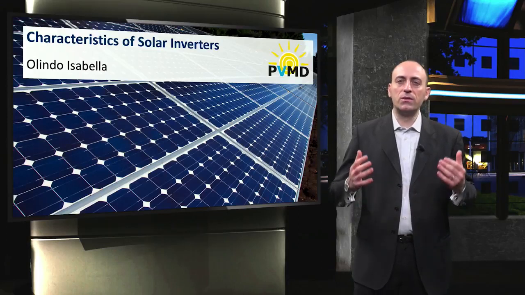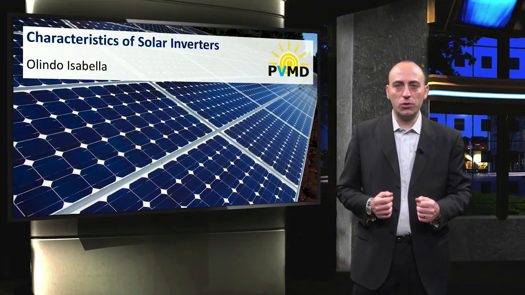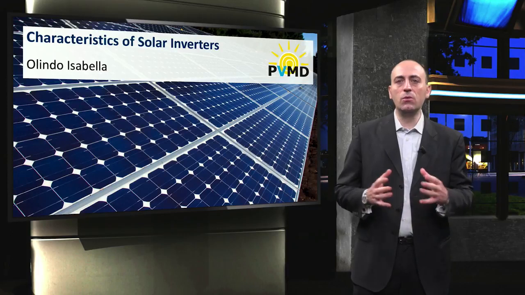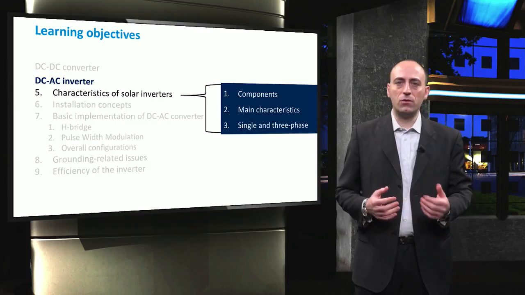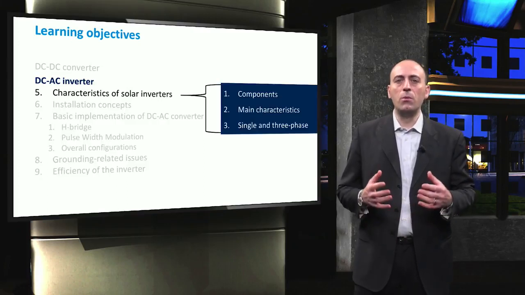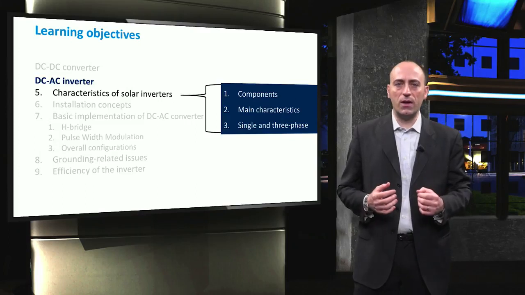In this video, we start the second part of the electrical conversion chapter that is about DC to AC inverters. The second part is subdivided as follows. In this video, after an introduction on solar inverters, we will see the main characteristics of this device.